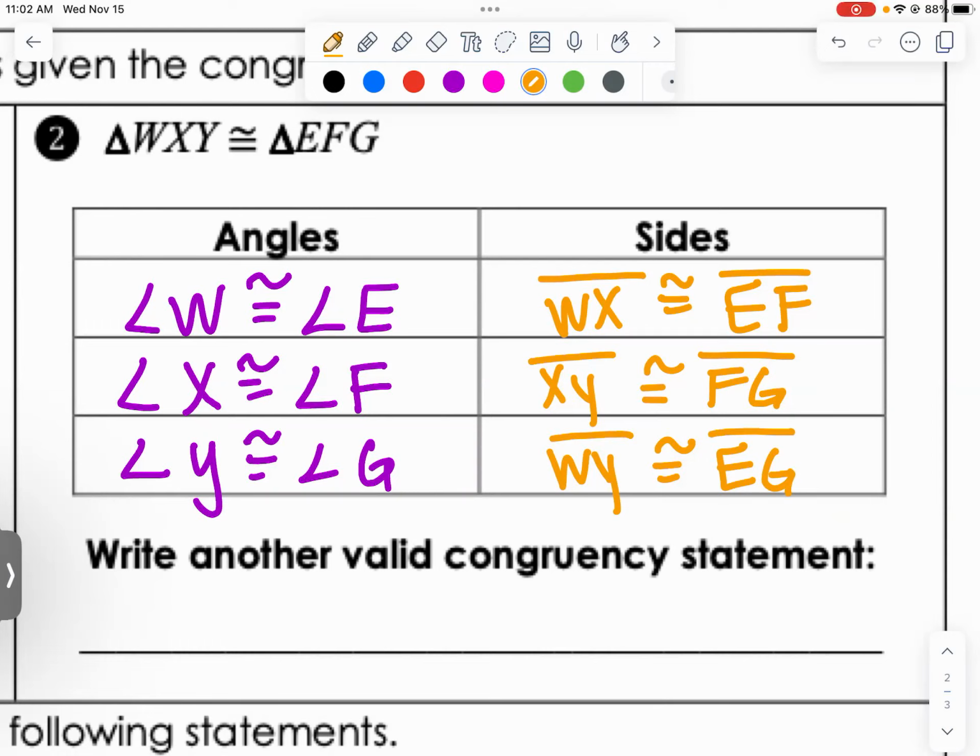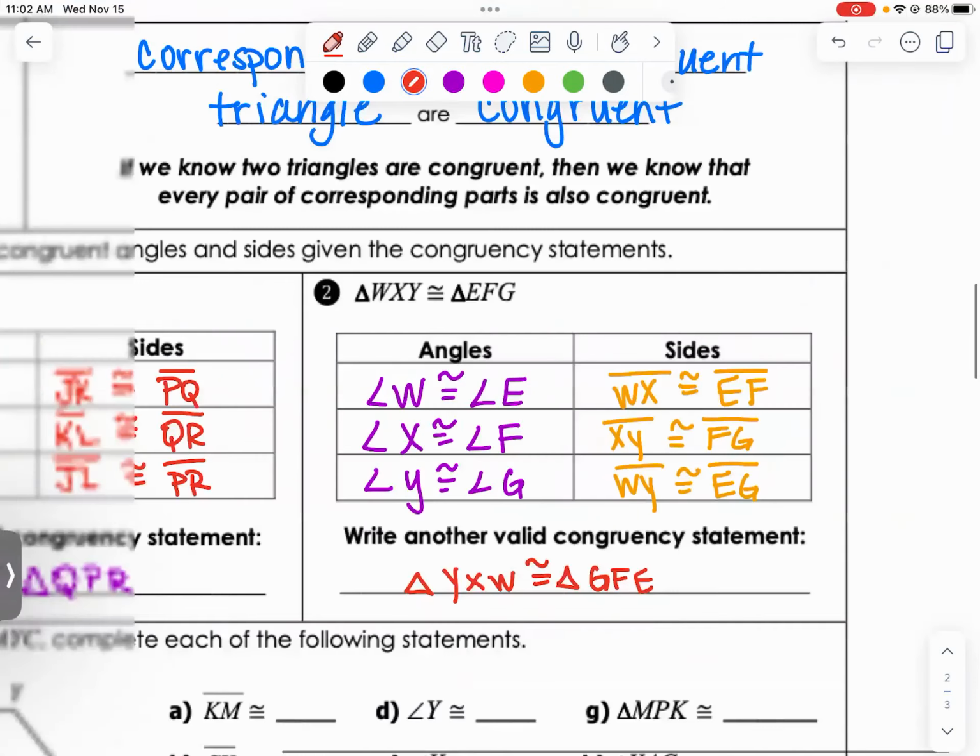Okay. All right. And then Clark, can you share with me your different congruency statement for the triangles? I put YXW, and I put GFE. Good. Does that work? Yeah. Okay, all the same things are in the same places. Sounds good to me. Okay, now let's actually go to one with a picture.